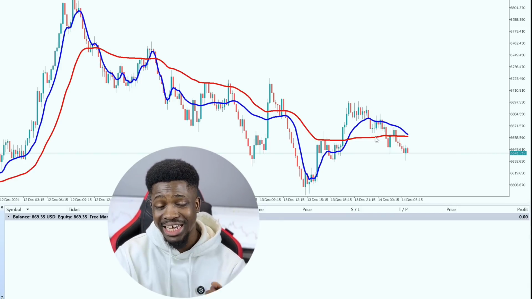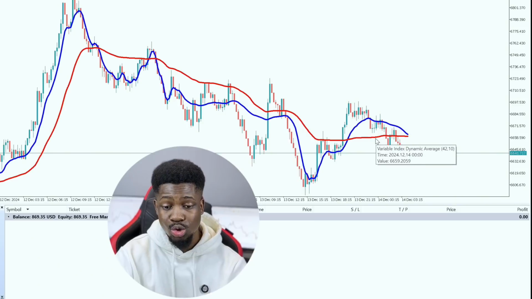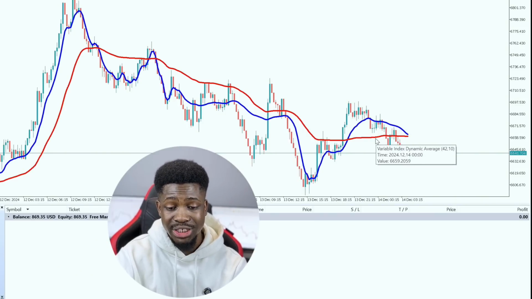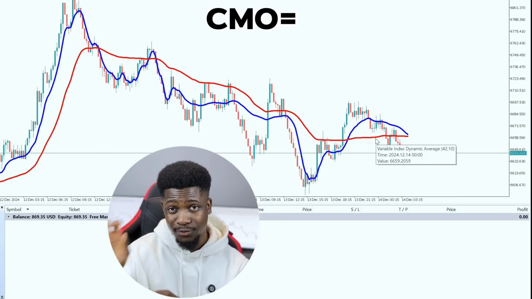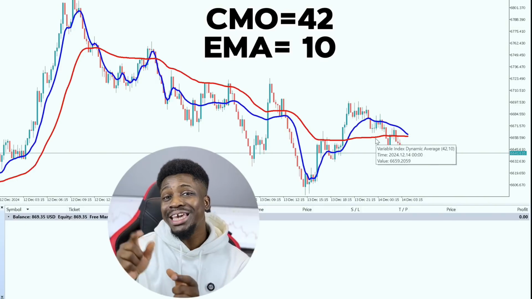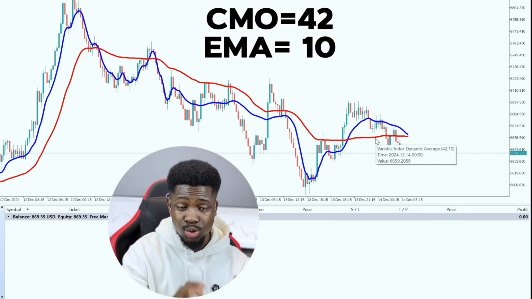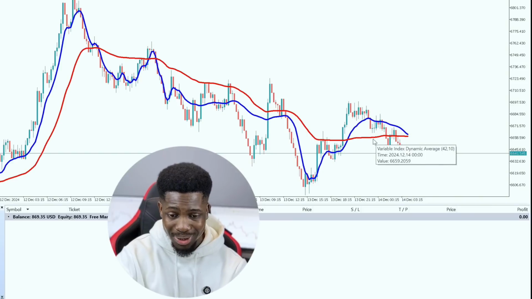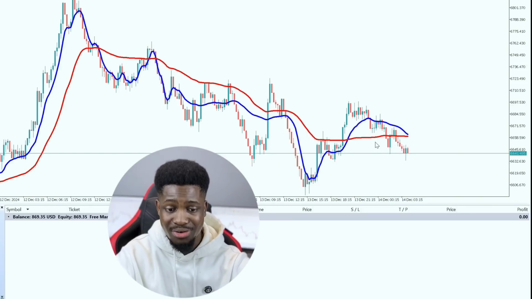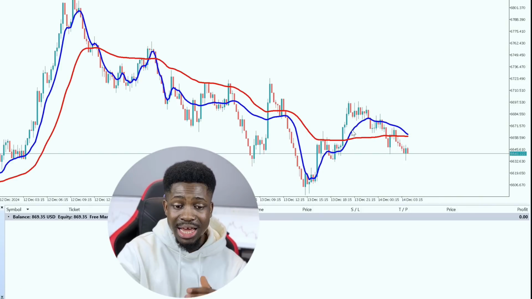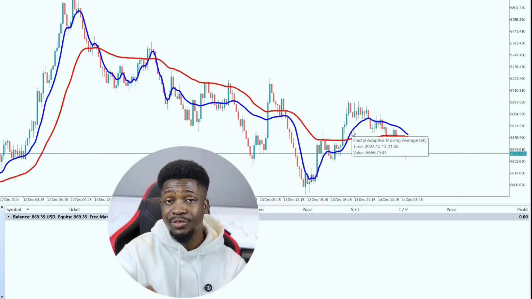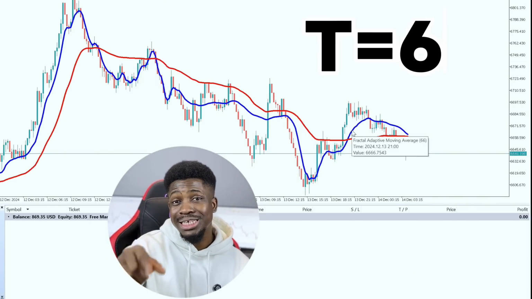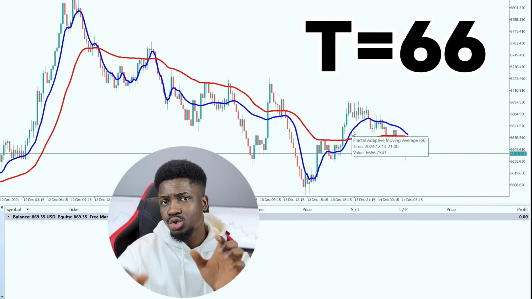Okay guys, now this is exactly what you're having. The very first indicator you can see here, which is actually red, is what we call a variable index dynamic average, where we're having a period CMO of 42, and then a period EMA of 10, right? So that's what we're having. And in terms of the apply to, we're using apply to median price. That's exactly what we're using in this place. Now the second indicator here is what we call a fractal adaptive moving average, where we're using a period here of 66, and the apply to is also the normal median.